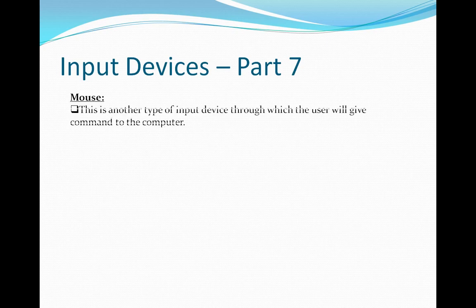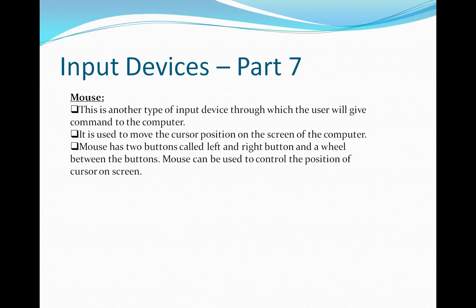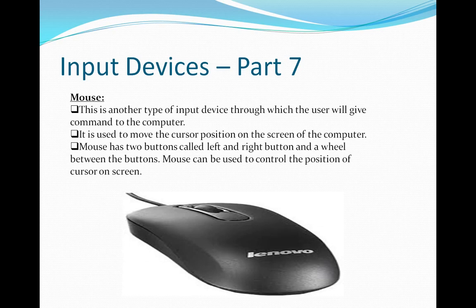Then coming to the mouse, this is another type of input device through which the user will give commands to the computer. It is used to move the cursor position on the screen of the computer. A mouse has two buttons, left and right, and a wheel between the buttons. So here is how a mouse looks. It has left, right, and a wheel in between.